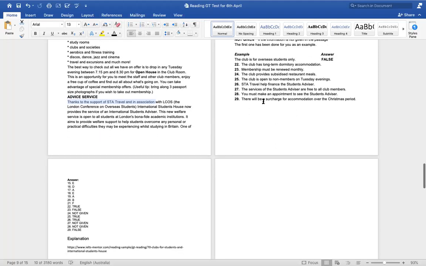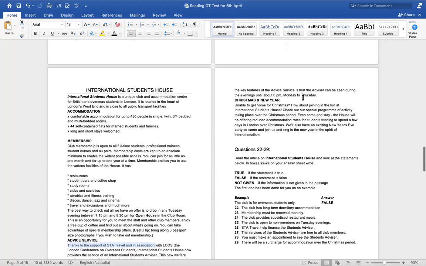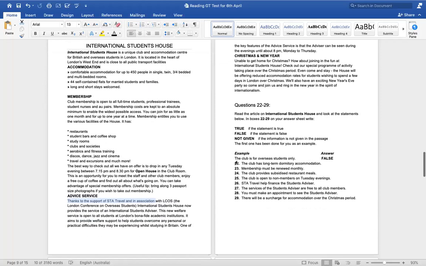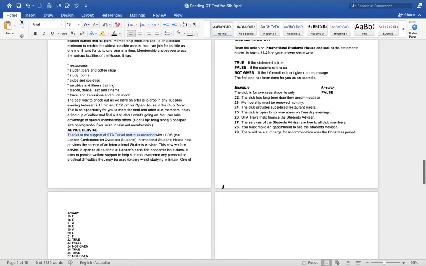28, you must make an appointment to see the student advisor. We just know the timing, which is from 8 p.m. onwards until about 8 p.m., Monday to Thursday. So nothing is given about making an appointment or not. And then 29 is false.